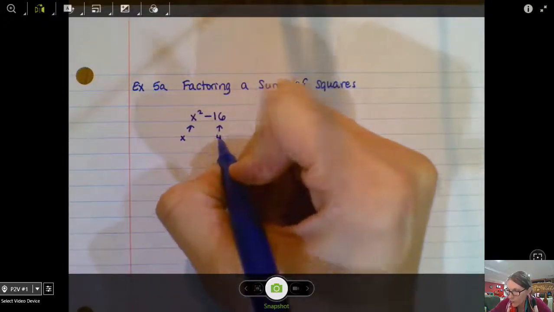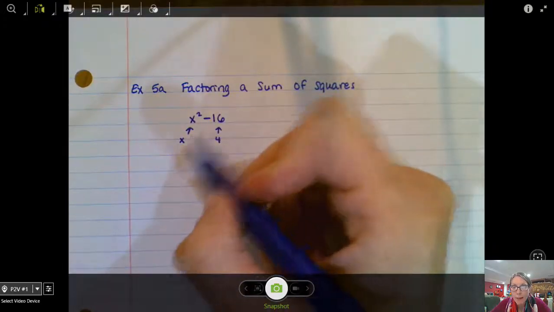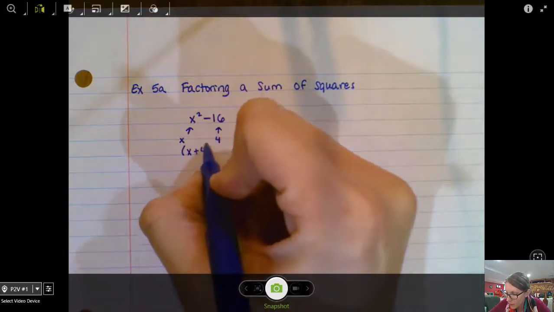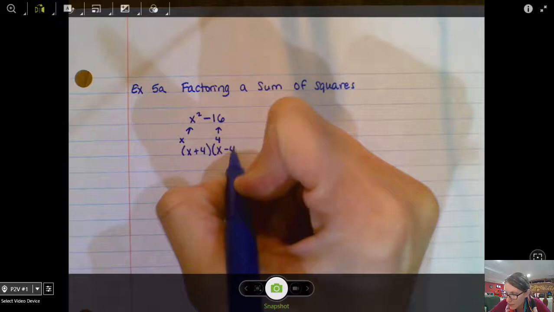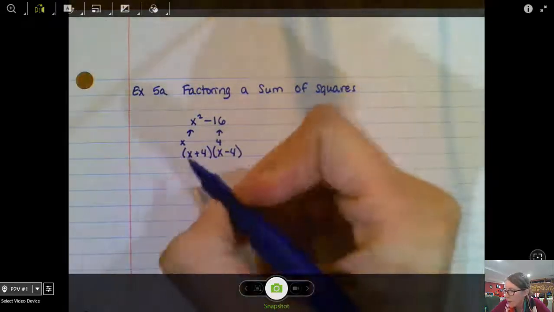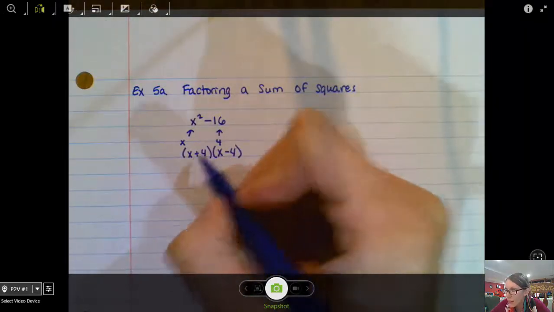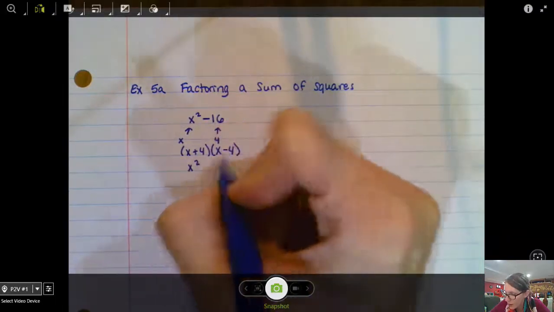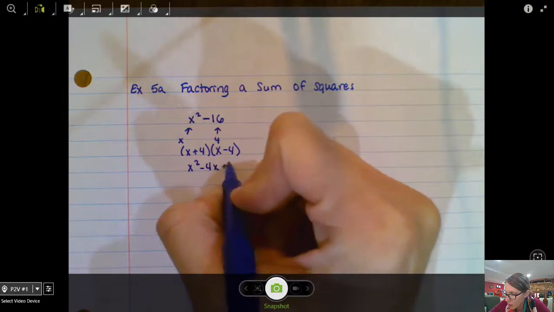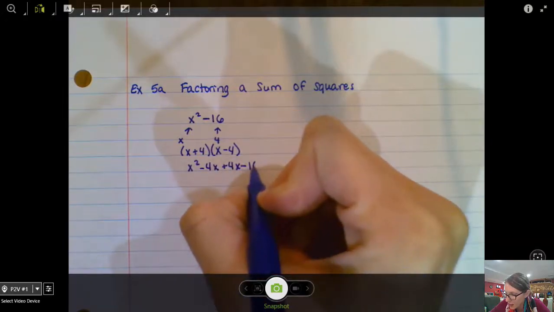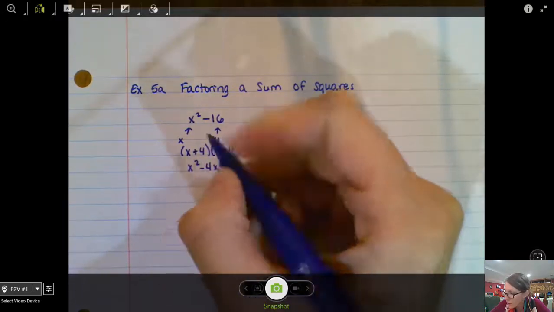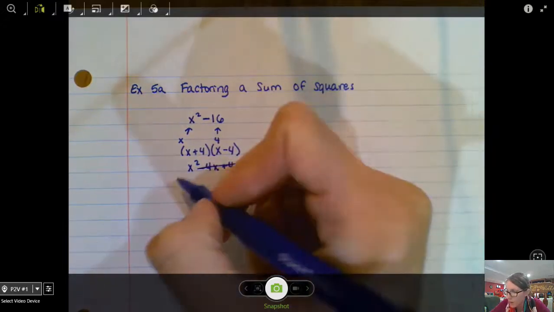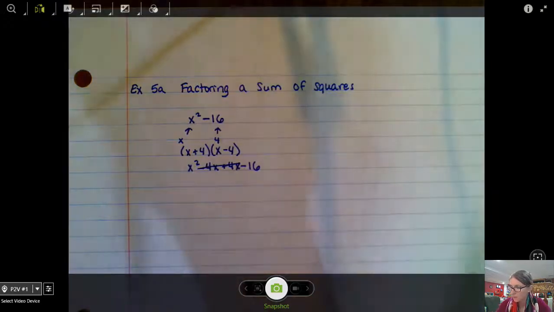X and then 4. The way that we factored our differences of squares was x plus 4 times x minus 4. And the fact that we had opposite signs here made it so when we multiplied this out, x squared minus 4x plus 4x minus 16, the opposite signs in the middle made it so my middle terms cancel out, giving me the x squared minus 16.